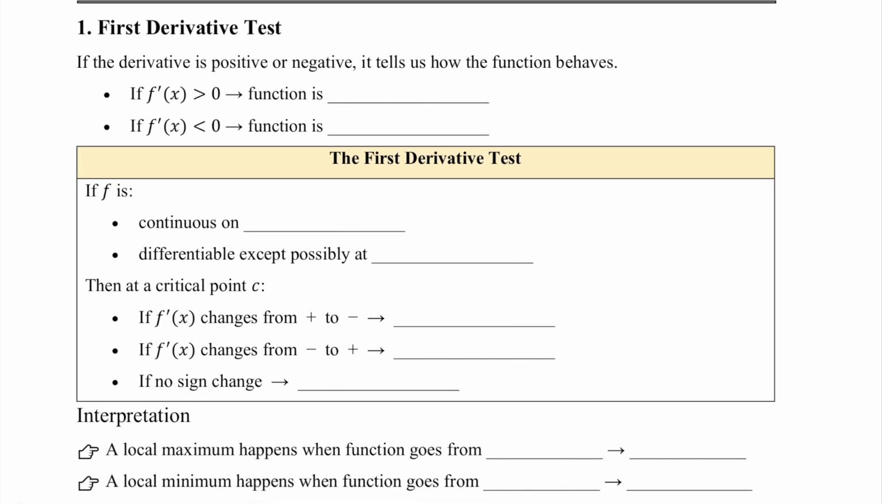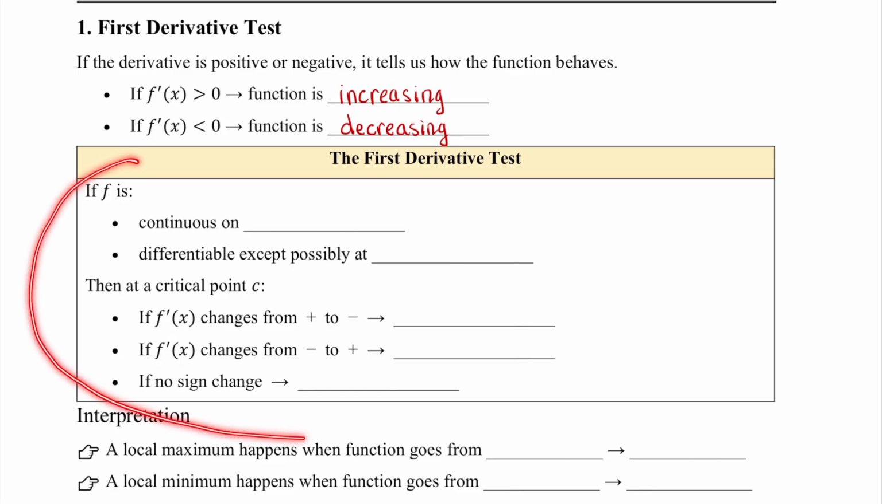Let's start with the first derivative test. The main idea is simple. The sign of the derivative tells us how the function is behaving. If the derivative is positive, the function is increasing. And if the derivative is negative, the function is decreasing. So think of the derivative as telling you the direction the graph is moving.